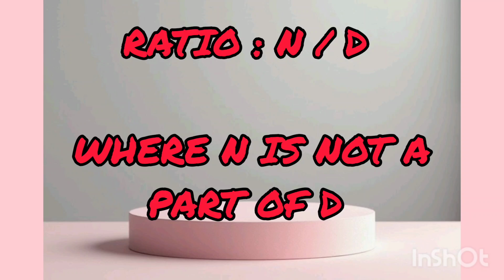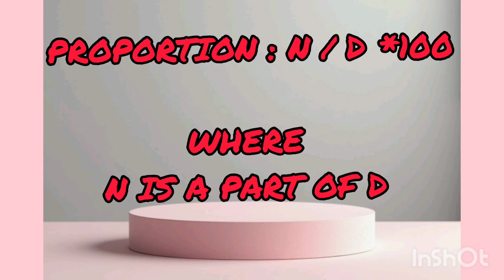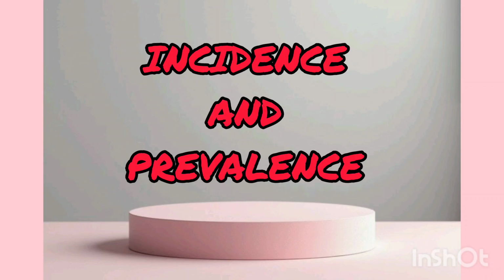Next up, we have ratio, where n is not a part of d. Ratio is something similar to the number of boys in a class to the number of girls in a class. Those are two different entities. Now similarly, what is proportion? It is n upon d, where n is a part of d. So let's say the number of boys in the class to the number of total students in the class. That is your proportion.